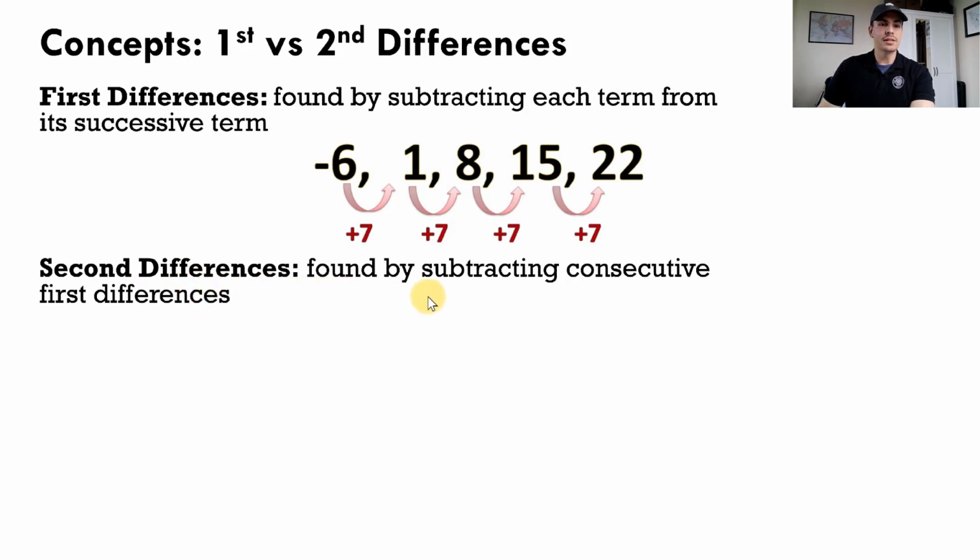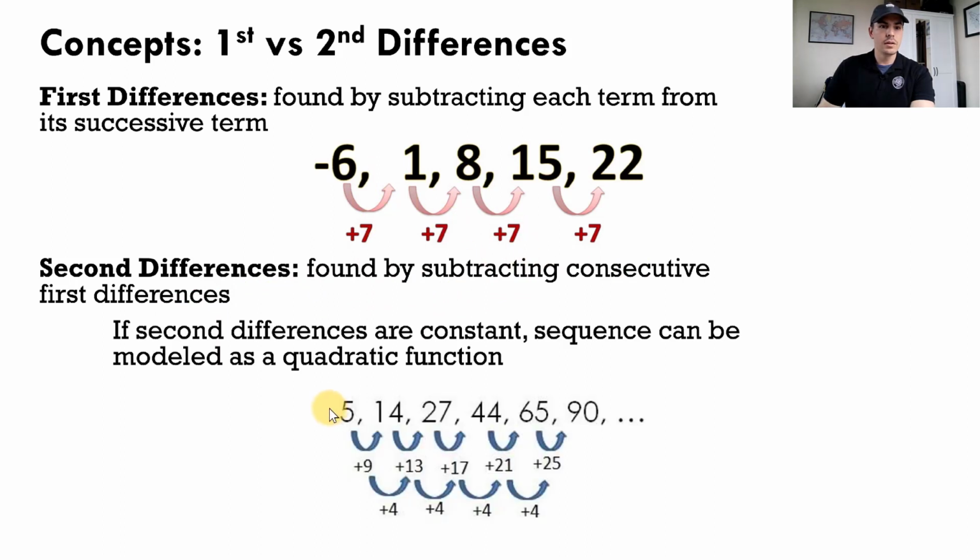And the second difference is found by just subtracting our consecutive first differences. This is my sequence at the top. So this is 5, 14, 27, 44, and so on. My first differences we can see are 9, 13, 17, 21. So our first differences are not the same. However, when I subtract these from each other, I get a second difference of positive 4. So that tells me that I can actually model this with a quadratic function. Okay, so that's what second differences can tell us.